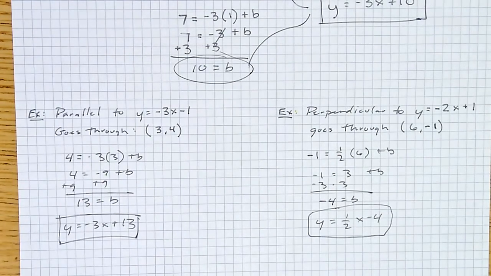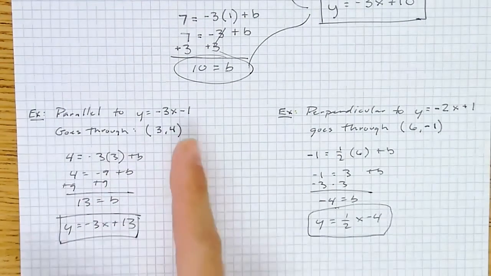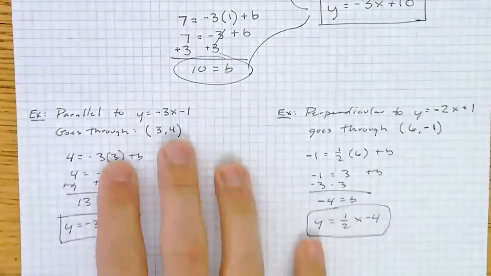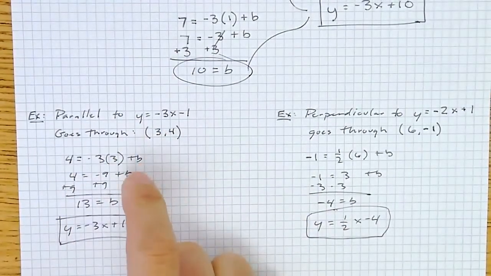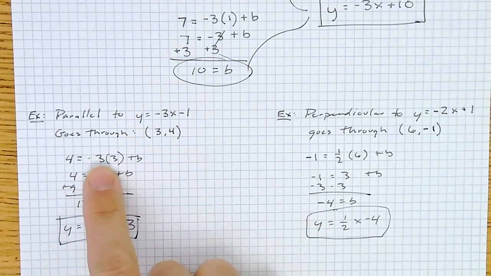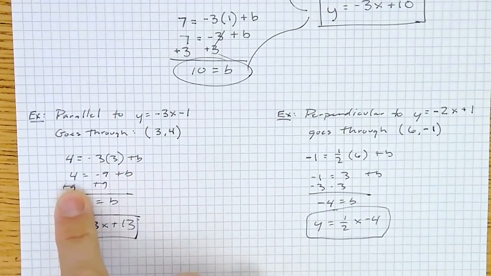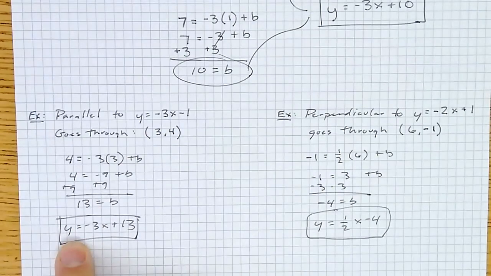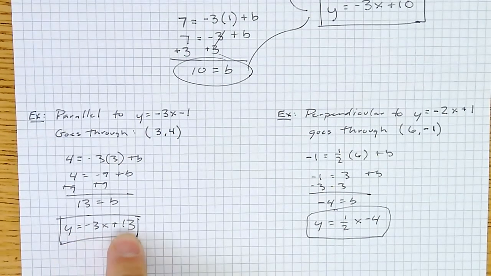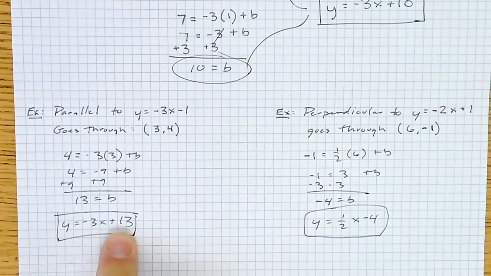On the first one, since it's parallel, you don't have to change the slope. Leave it as -3. Then you plug in 3 and 4 for x and y. So -3 times 3 is -9. We got to add it to the other side. 4 plus 9 is 13. So then our equation is y equals -3x plus 13. Parallel is pretty straightforward.